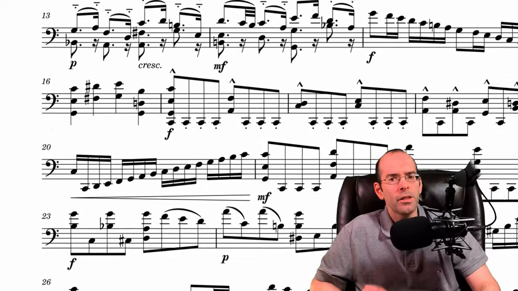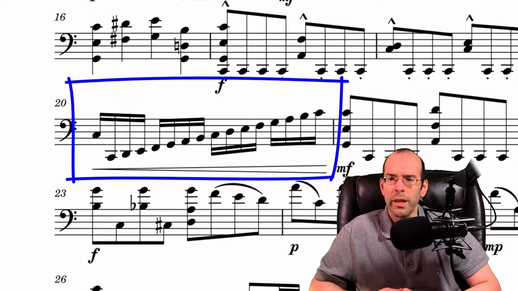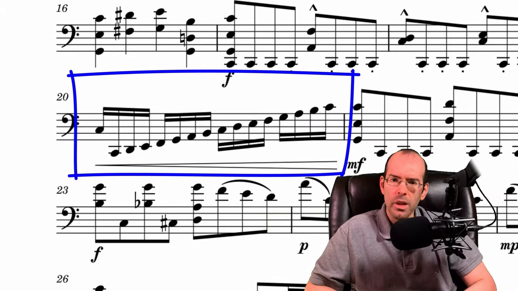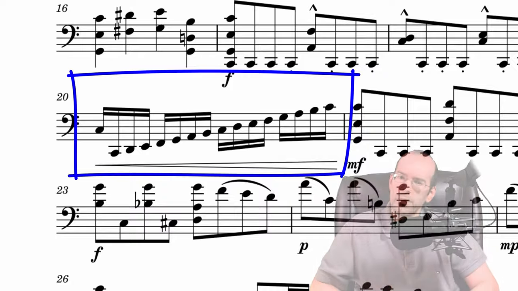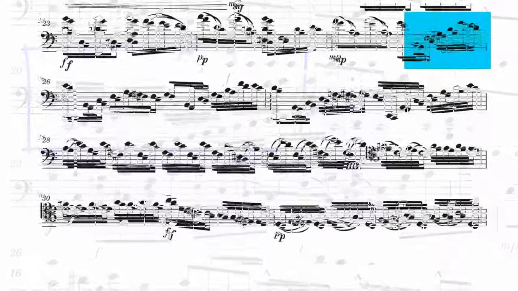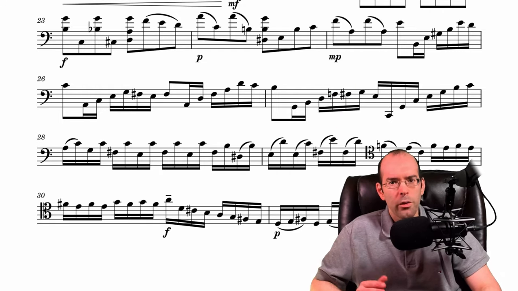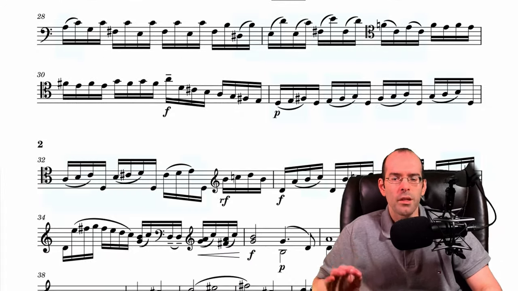Now, if you were to take a look at these 16th notes, you can clearly hear how each note is played with a separate bow stroke, and the musical texture is just different. Now, I want you to compare that to these slurred notes.